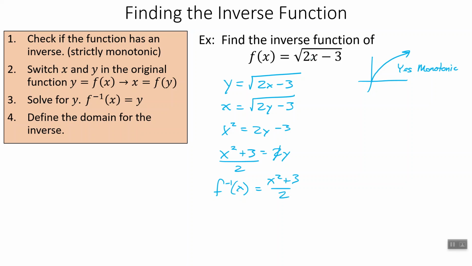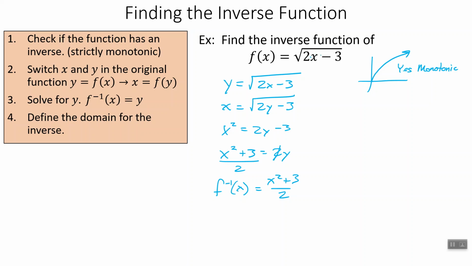It does everything this function does, but in reverse order. So it multiplies by 2 first here, it divides by 2 last here. It subtracts 3 next, it adds 3 second. It takes the square root last, it squares x first. It does everything, but in the backwards order.